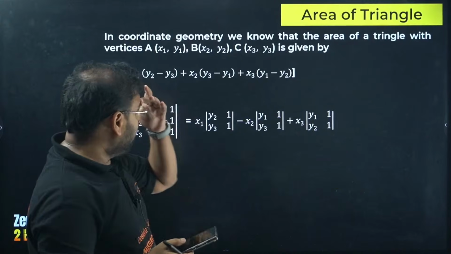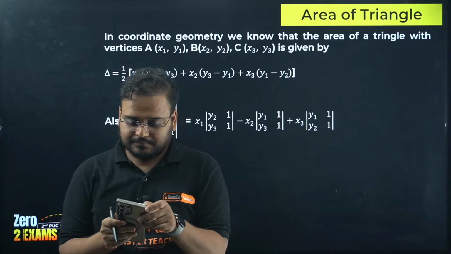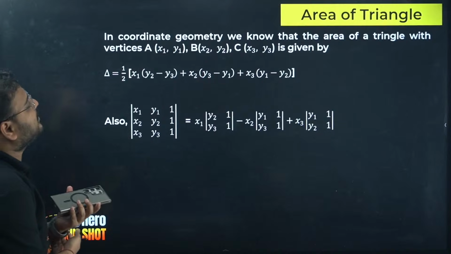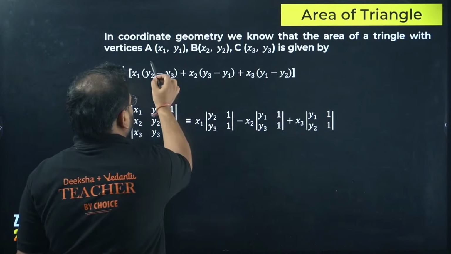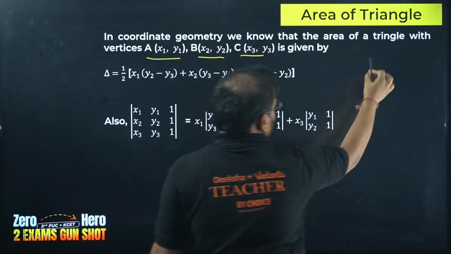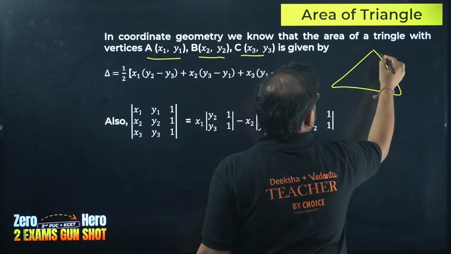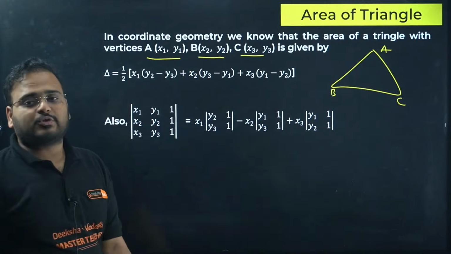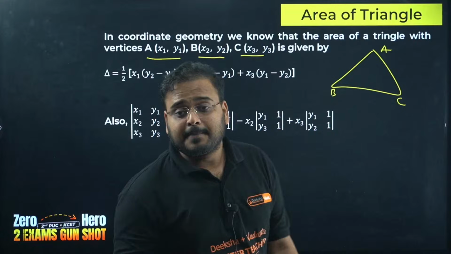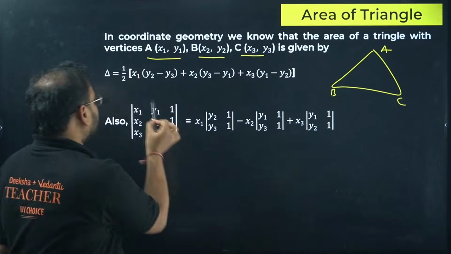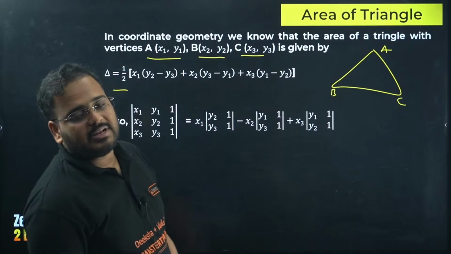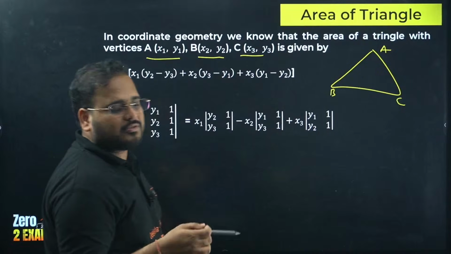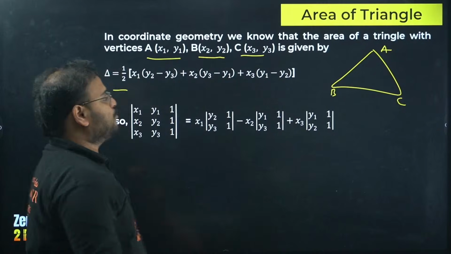Okay. Area of triangle. In coordinate geometry, we know the area of a triangle with vertices A, B, and C. A coordinate is x1, y1, B coordinate is x2, y2, and C coordinate is x3, y3. The area is given by half of x1 times (y2 minus y3) plus x2 times (y3 minus y1) plus x3 times (y1 minus y2). Okay, this is your formula.